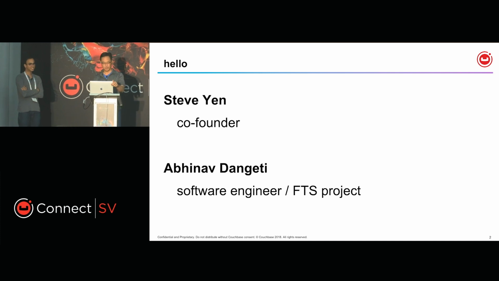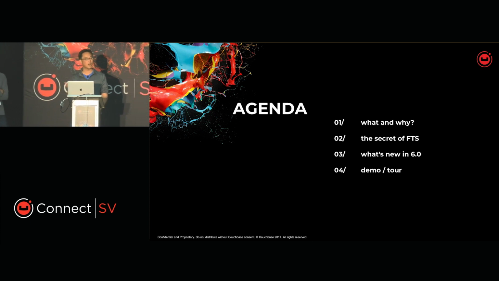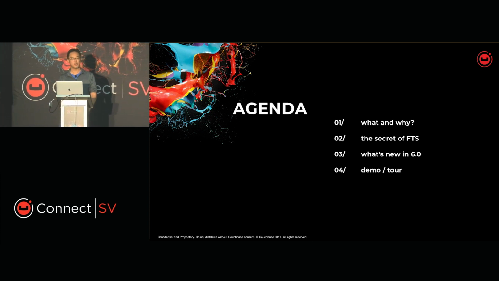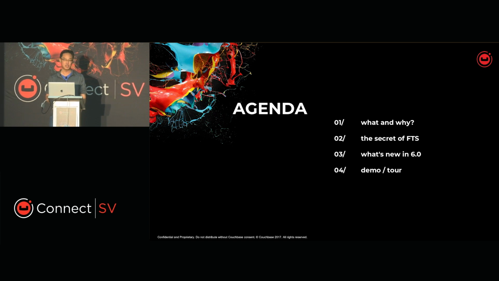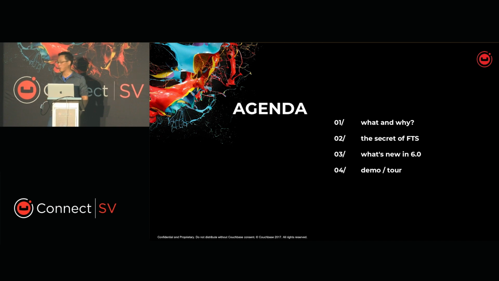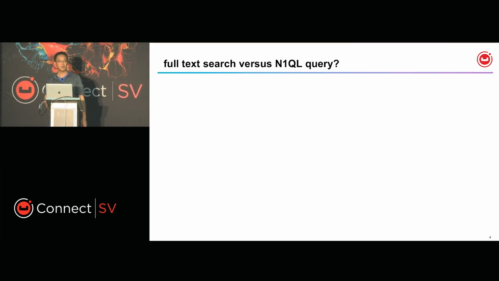Yeah. Very cool. So agenda-wise, what I'd like to talk about is what is full-text search and, at a very high level, why would you use it? What is the philosophy behind it? And also get into what I call the secret of full-text search, the secret of FTS. We're also going to talk a little bit about what's new in 6.0 for Couchbase full-text search, but hopefully spend most of the time on a demo and tour of the system. So let's get right to it.